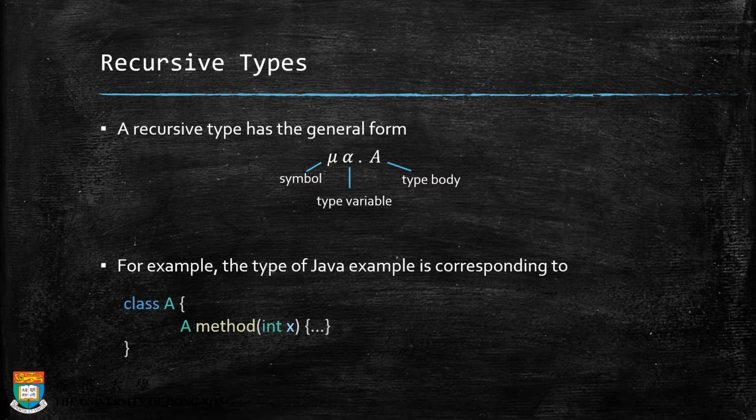Here is an example in Java. We define a class with a member function method. Its type is a recursive type mu alpha, where the body is a row type.